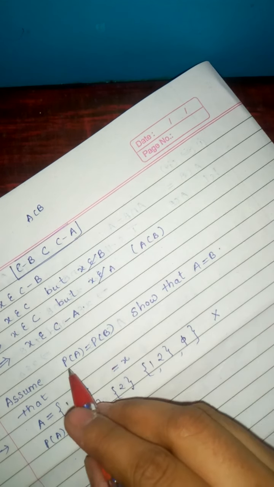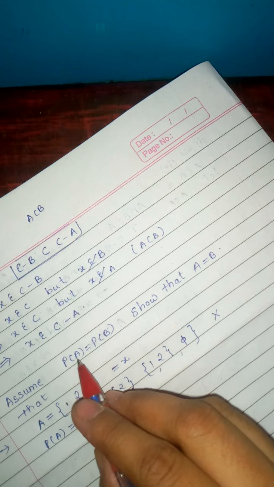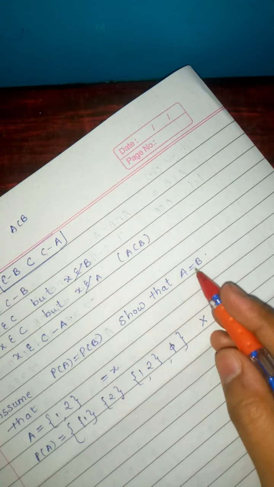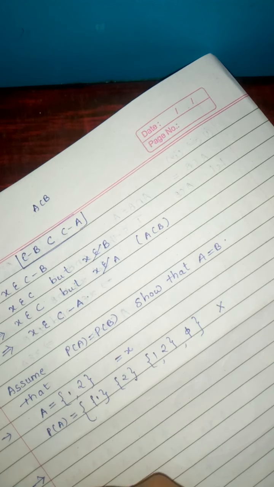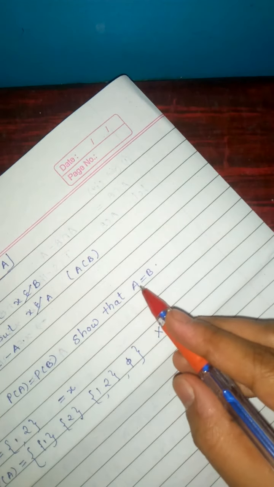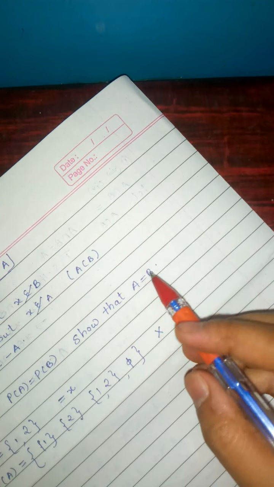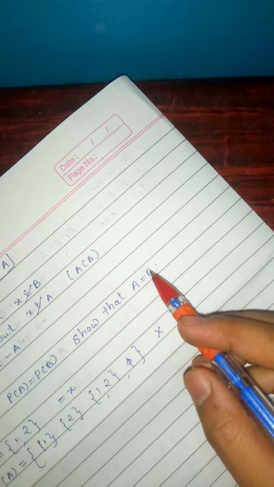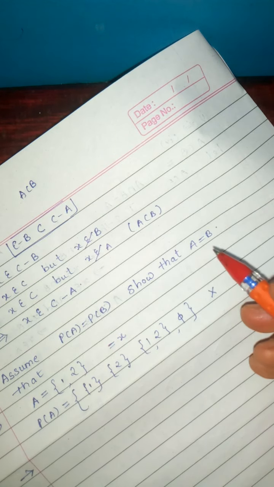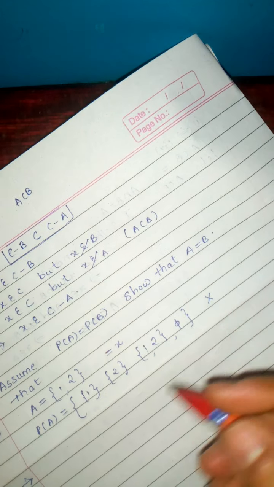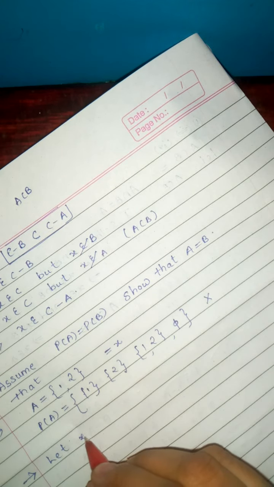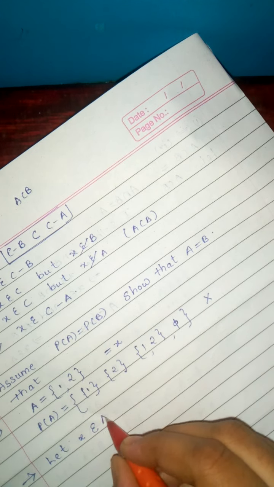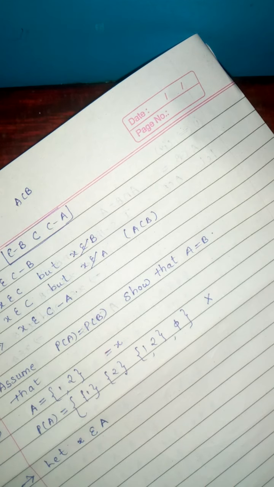So here we are told to show that if the power set of A is equal to the power set of B, then A is equal to B. Going with the same reasoning, to prove two sets are equal we first show that A is a subset of B and B is a subset of A, and then we conclude that A is equal to B. So let's start. Let a small element x belong to A.